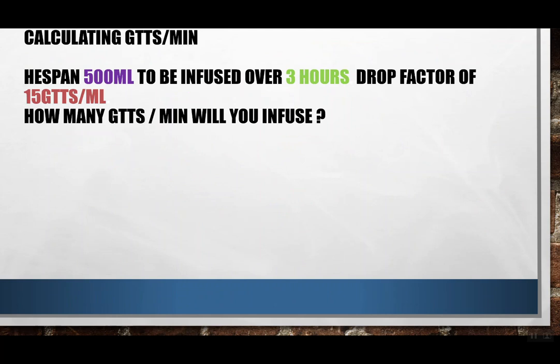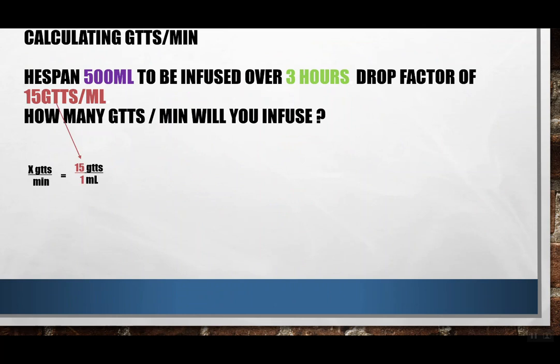So let's do another drips per minute. I do 3 of these at a time. So I have Hespan, 500 mils to be infused over 3 hours with a drop factor of 15 drips per mil. How many drips per minute will you infuse? Well, again, I need drips per minute, so I have X drips per minute, or drops.